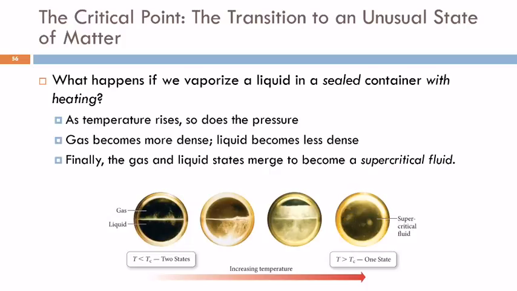This happens at a particular temperature and pressure, and beyond that, you also have supercritical fluid. The temperature rising is what causes the gas pressure to build up and the gas to become more dense. So you see the transition here. The gas is becoming more dense, more liquid-like. The liquid becomes less dense, more gas-like, and then they just merge into one. That's one of those weird things that we don't observe much.